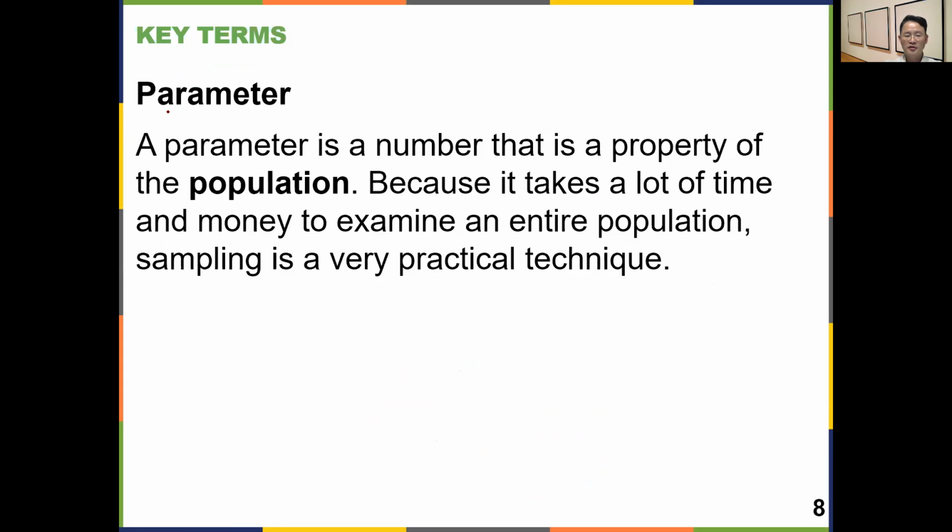Now, next one is called parameter. Well, let's read the first sentence. What is parameter? Parameter is a number. So at the end, parameter is going to be a number. The number that is a property of population. That means any type of number that you extract from population, it's going to be parameter value.